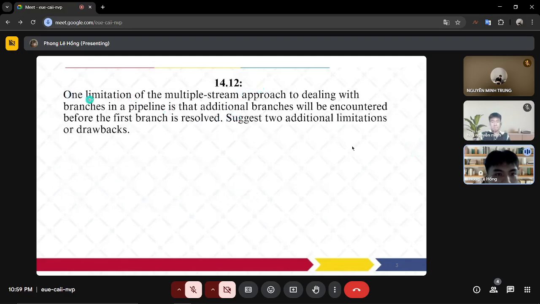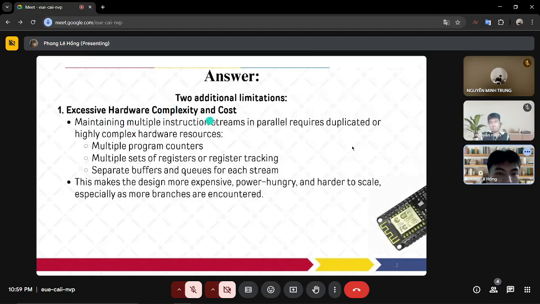14.12. One limitation of the multiple stream approach to dealing with branches in the pipeline is that additional branches will be encountered before the first branch is resolved. So we are asked to give additional limitations. I have two additional limitations. The first one is excessive hardware complexity and cost.